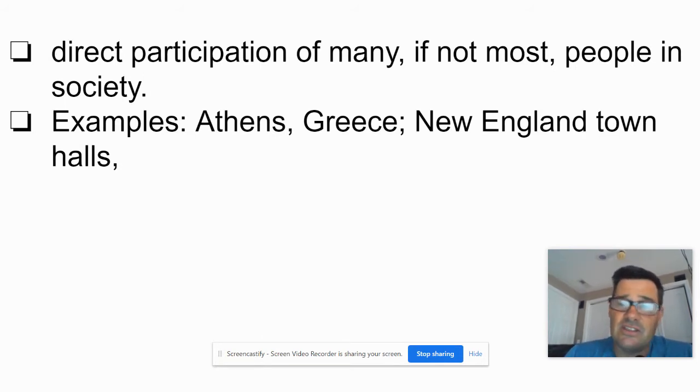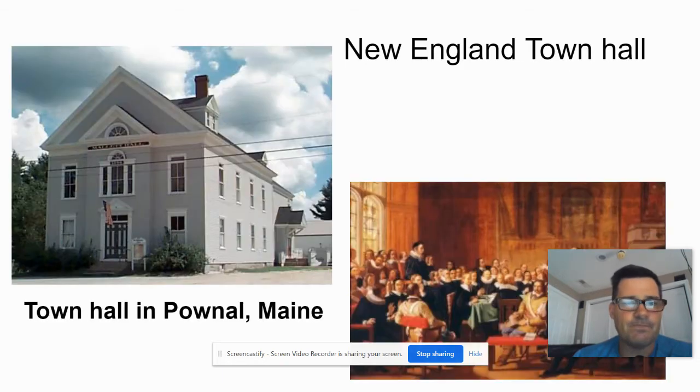This still happens in New England, where you have meetings where everybody meets and the town people who are registered to vote can actually vote on things, and there'll be an active debate. They don't necessarily have a town council or a mayor or something like that. It's where the town literally gets together and makes some collective decisions.